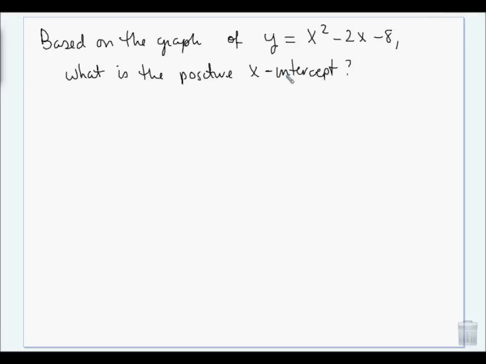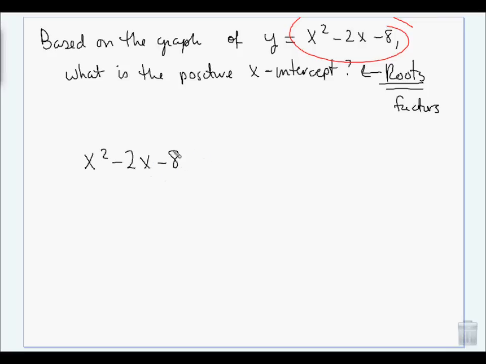Okay. We want to know what the positive x-intercept is. X-intercepts are roots, and roots are factors. So what we can do is take this and factor it. Because this is a -8, I'm looking for factors of -8 that will give me a difference of 2. So what can I multiply to make 8? I can multiply 1 and 8. They don't have a difference of 2. Or I can multiply 4 and 2. 4 and 2 do have a difference of 2. I want it to be negative, so I want my 4 to be negative and my 2 to be positive.